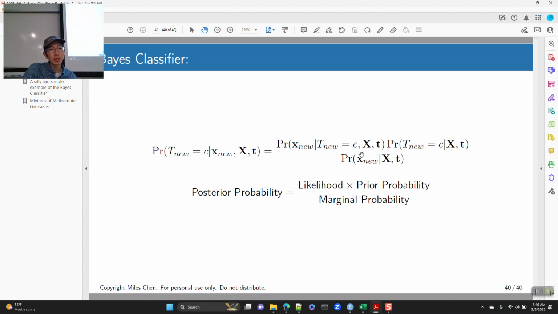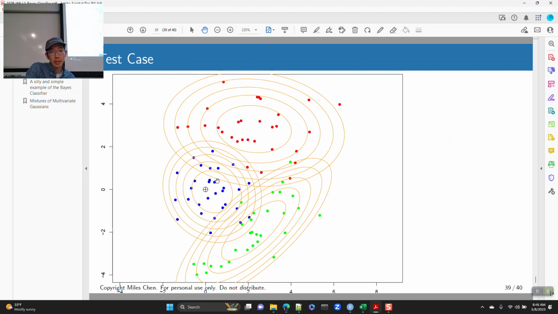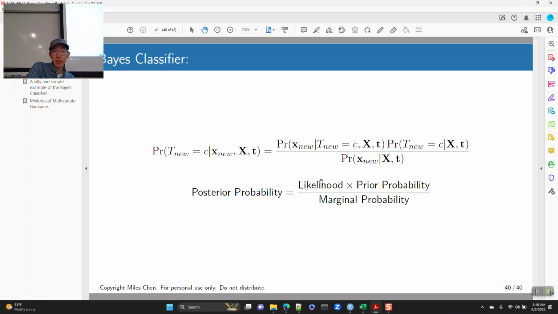To do that, we just use the Bayes classifier. We ask what is the likelihood that the red distribution generates the point 0, 0? It's pretty unlikely to generate that value. What's the likelihood that the blue distribution generates 0, 0? High likelihood. And what's the likelihood that the green distribution generates 0, 0? Also very unlikely. That goes into our likelihood values.